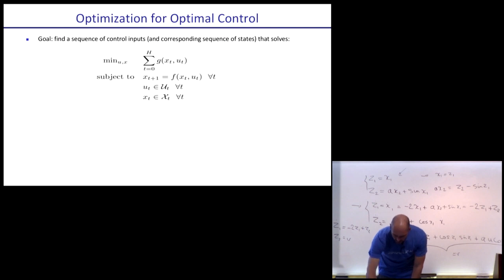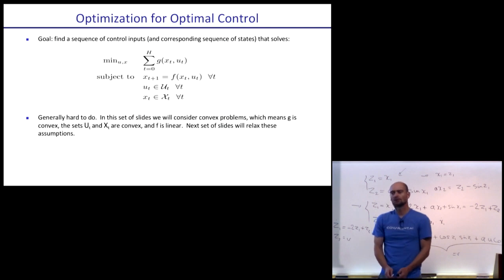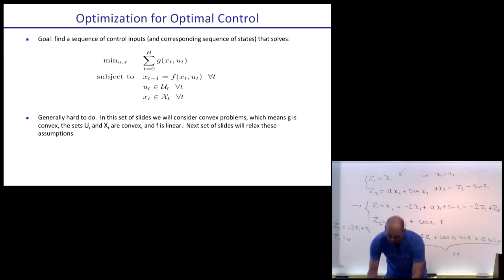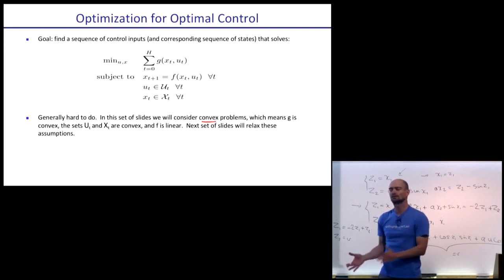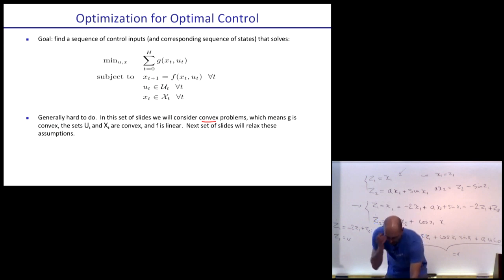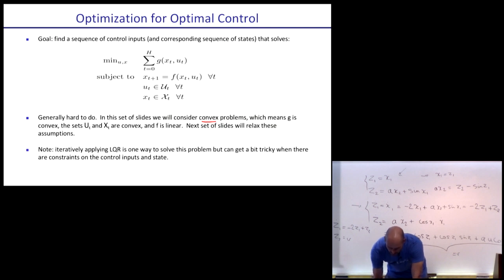All right, so generally this is pretty hard to do because solving a general optimization problem is a hard thing to do. One thing we'll see is something called convex problems, where this is actually very feasible to do. And again, we'll be able to use it as a building block to solve harder problems. So that's the main topic of the next stretch of this lecture. And then later we'll relax the assumptions to solve general problems. One quick note is that you can iteratively apply LQR.